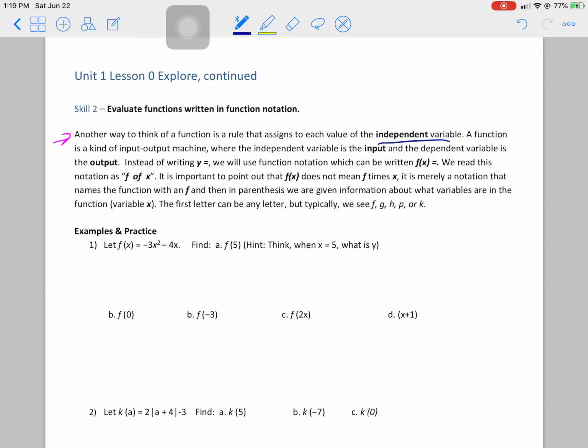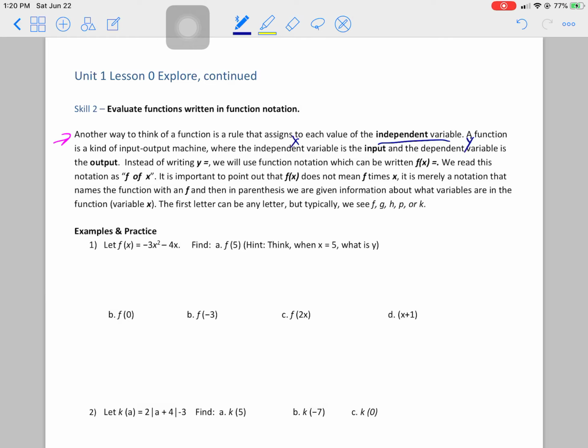Rule that assigns a value to each of the independent variables. A function is kind of an input-output machine where an independent variable is the input and the dependent variable is the output. So that's independent is x and dependent is y. So instead of y equals, use function notation written that way, f of x.